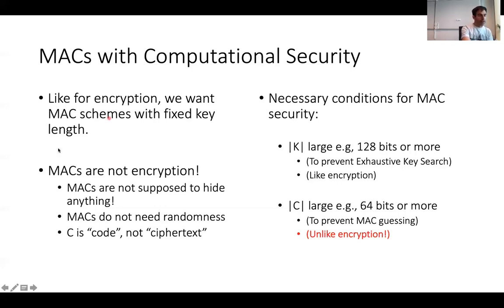Here again, let me stress that MACs are not encryption. MACs are not supposed to hide anything. The MAC is there only to authenticate the message, to make sure that the message cannot be tampered with. In fact, the message is sent together with the MAC, so the message is not hidden. If you want to also hide the message, then you have to use encryption as well, but the two things are orthogonal. Since the MAC doesn't need to hide anything, MACs in general do not need to use randomness. And finally, C in these slides doesn't stand for ciphertext, but stands for code.